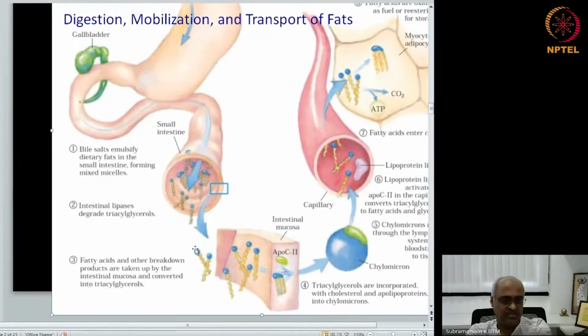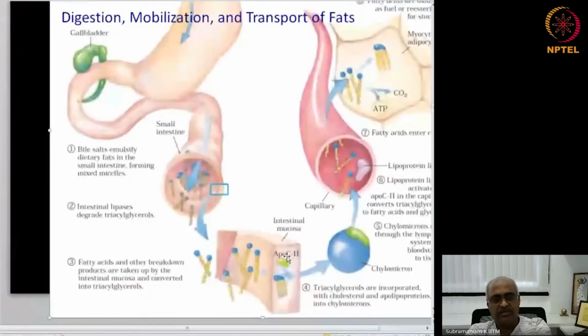So this is the carboxylic acid and the hydrophobic chain shown here, the blue and yellow. And these fatty acids are then taken up by the intestinal mucosa cells. The microvillus structure is not shown here, but that is present. This is the surface of the intestinal mucosa, and there they are again converted back to triacylglycerol. And these triacylglycerols combine with a set of proteins called apolipoproteins, here shown ApoC2. So this is one of the lipoproteins.